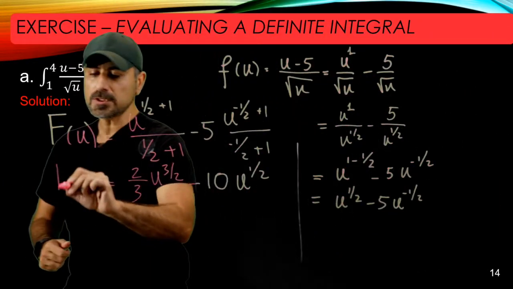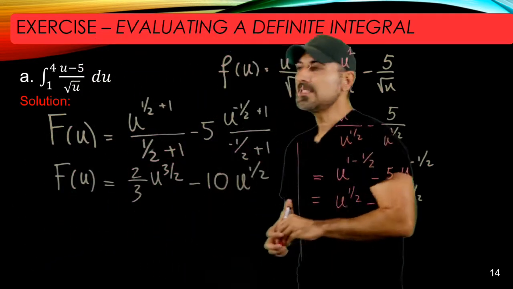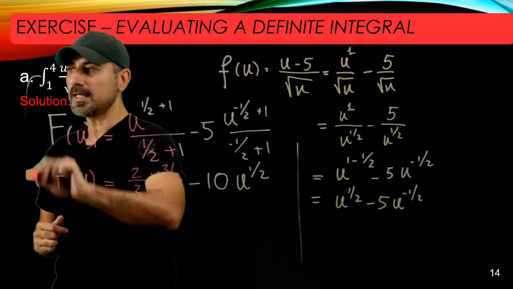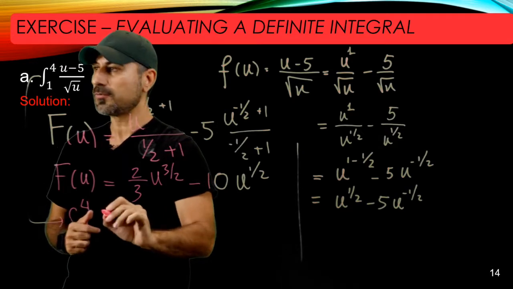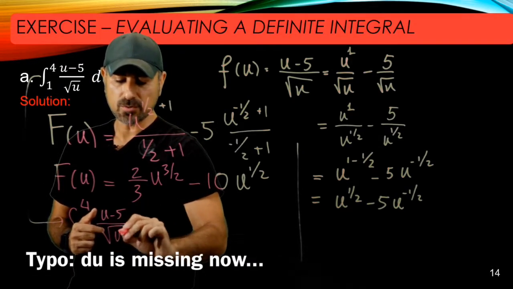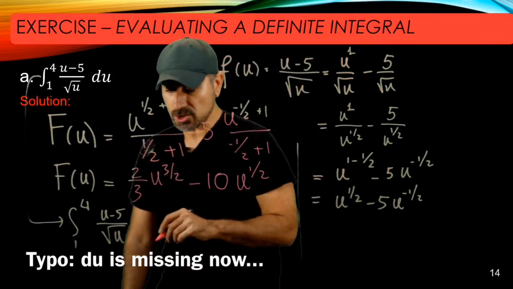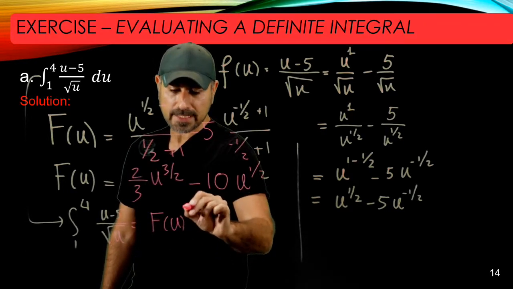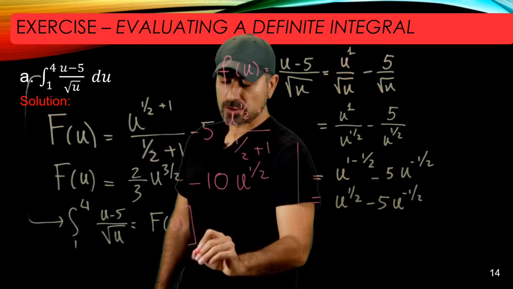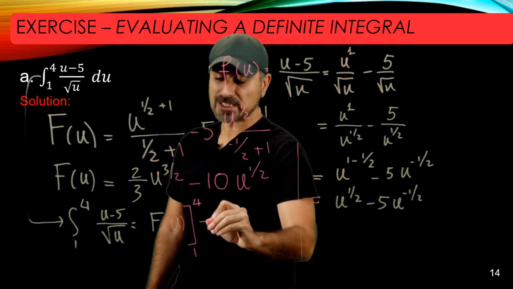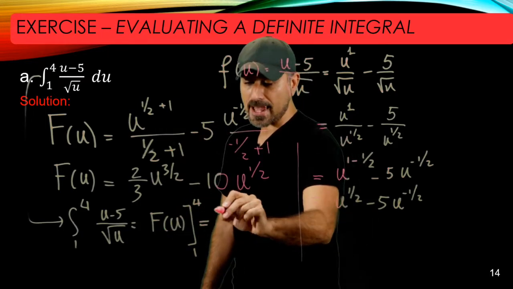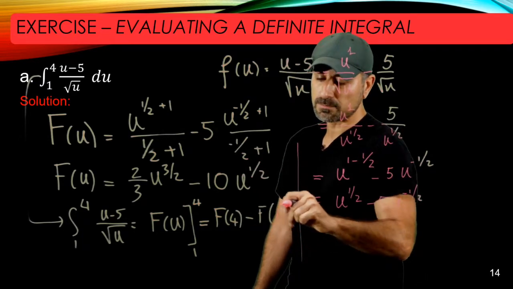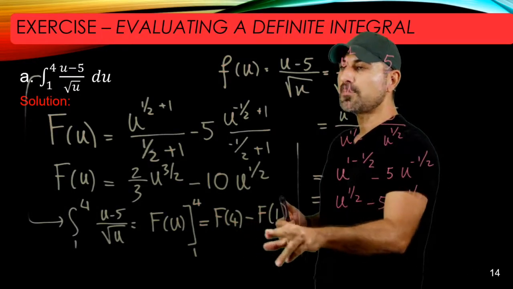So the good news is that once you know the antiderivative, then we can go ahead and use the fundamental theorem of calculus for integration. So we can say that this integral here, which is u minus 5 divided by u, using the notation that we just checked out, should be F of u with the bracket notation from the lower limit to the upper limit, which essentially means that you evaluate F at the upper limit, and then evaluate F at the lower limit and subtract them. Here, the final result is F of 4 minus F of 1.